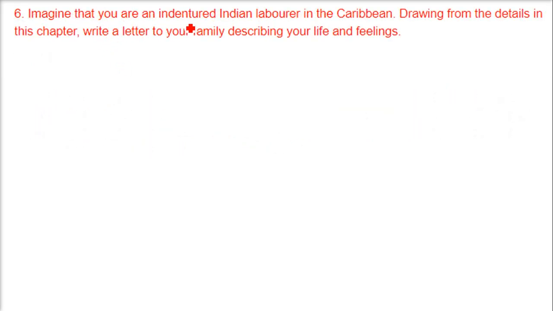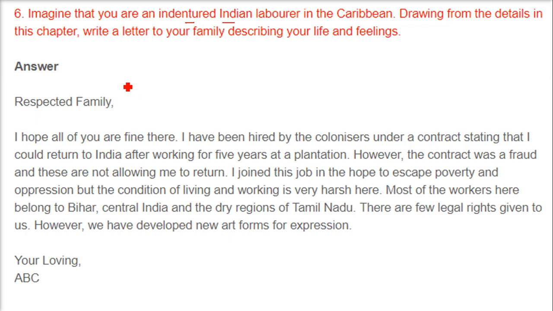Imagine that you are an indentured Indian labor, that is, you are a girmitiya as we call in Hindi, the indentured labor in the Caribbean. Drawing from the details in this chapter, write a letter to your family describing your life and feelings. So what we can write is: respected father, mother, name you can give, respected family in all. I hope all of you are fine there.